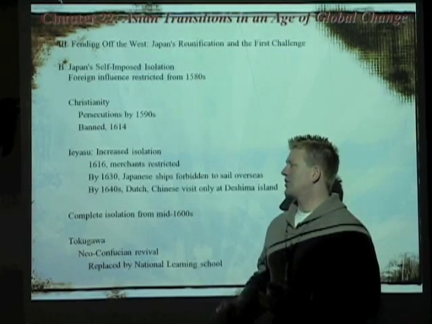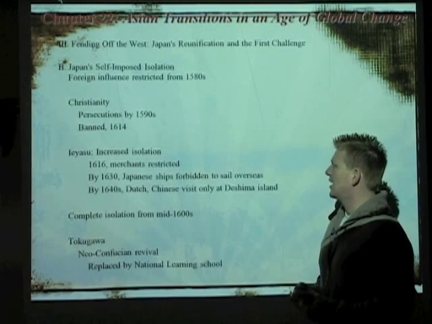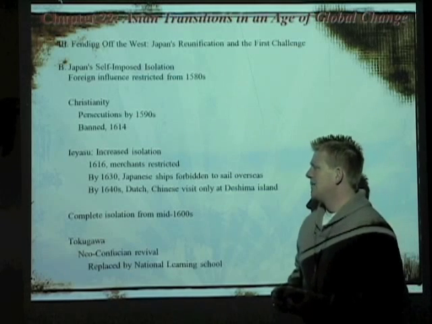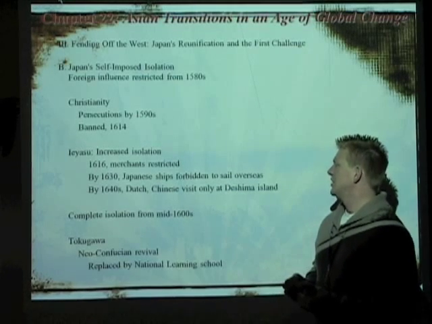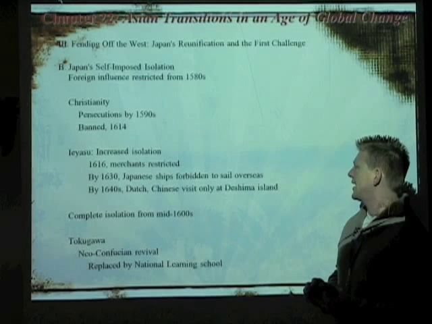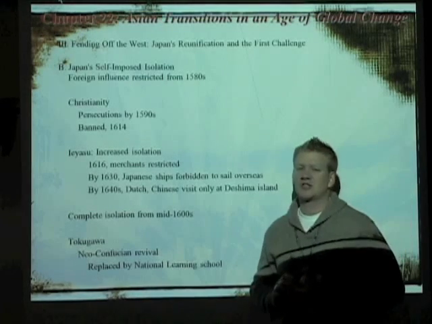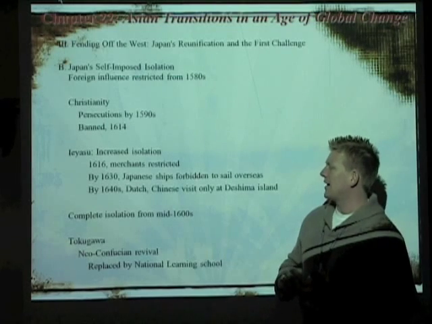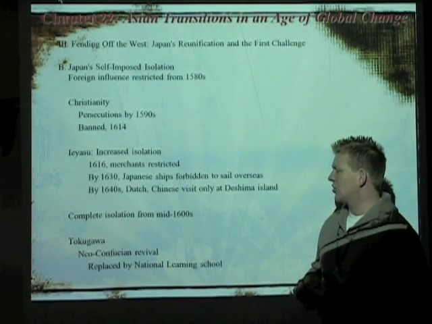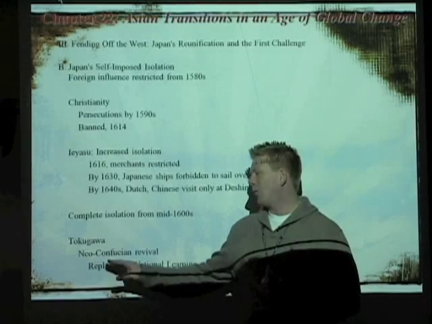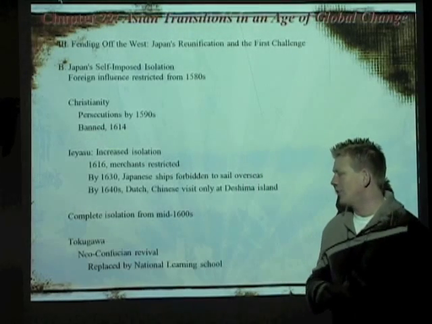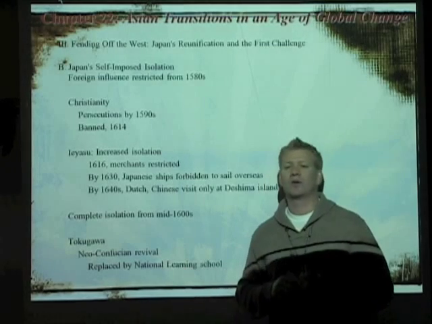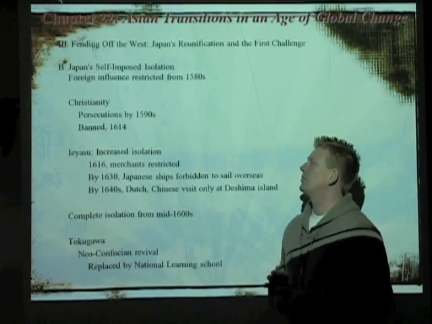Merchants were also restricted in 1616. By 1630, Japanese ships were forbidden to sail overseas. By the 1640s, the Dutch and Chinese could visit only at Dejima Island, and so they were allowing the Dutch to trade with them, but again, very limited. Complete isolation from the mid-1660s onward. The Tokugawa will have a Neo-Confucian revival. It's replaced by the National Learning School, though, so you are going to see a little bit of a difference from China.